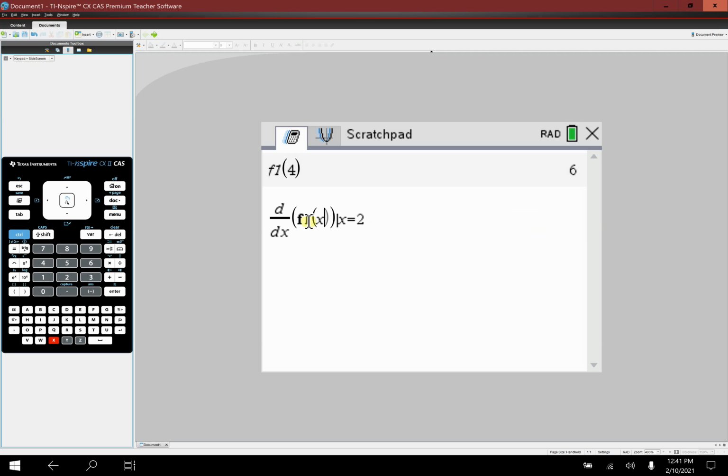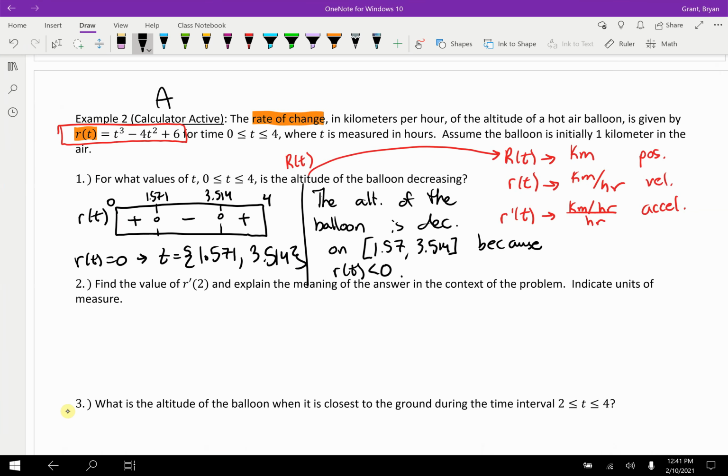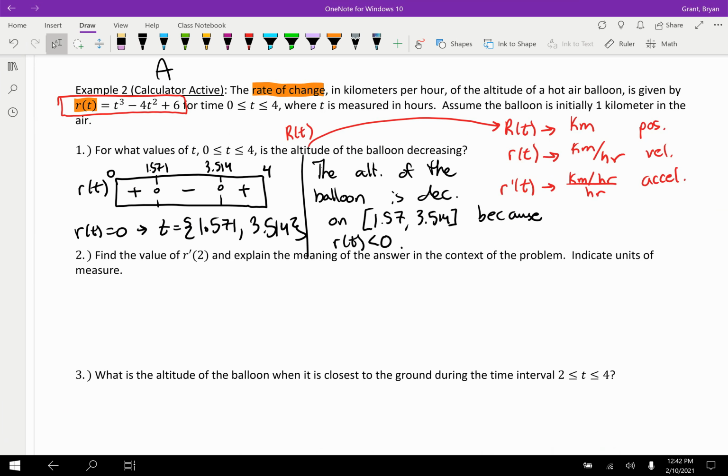This will find the derivative of lowercase r of t and then substitute in 2, and it gives us an answer of -4. In a normal situation, you would have had to show what r prime of t equals, but because this is calculator active, it is expected that you will do derivatives on your calculator, so we can just skip straight to r prime of 2 equals -4. What are my units? Oh look, we set this up ahead of time. This is kilometers per hour per hour.